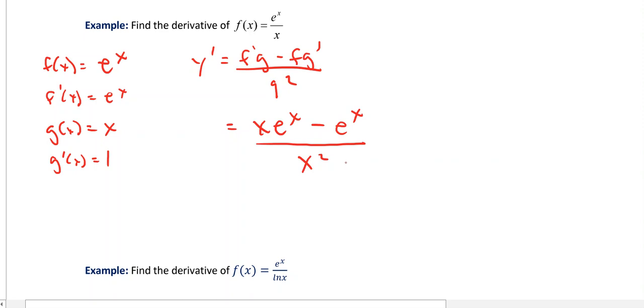And so not much we can do to that. We could factor an e to the x out of the numerator, common factor of e to the x, leaving me with x minus 1 all over x squared.